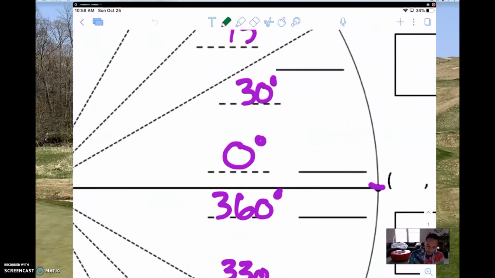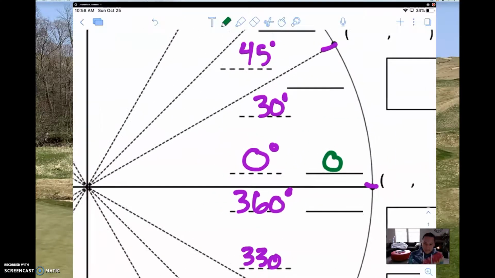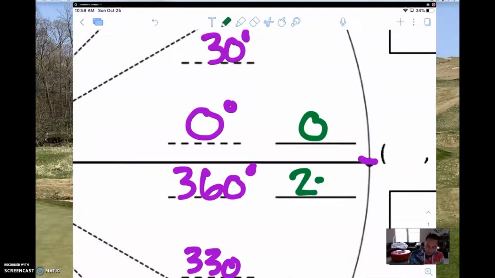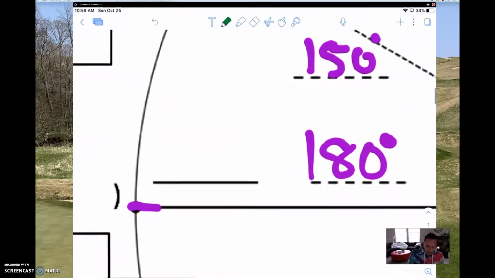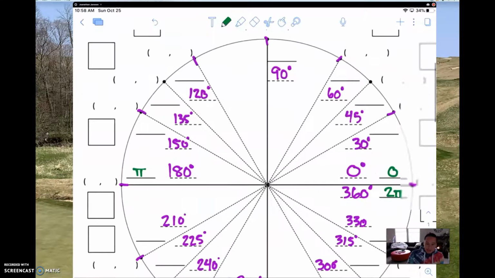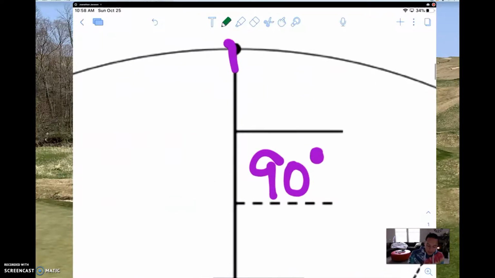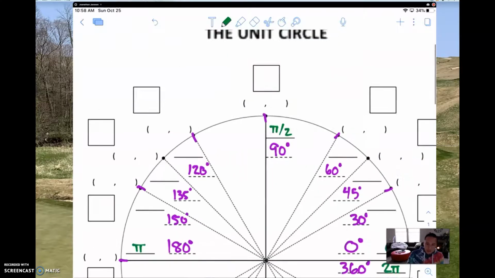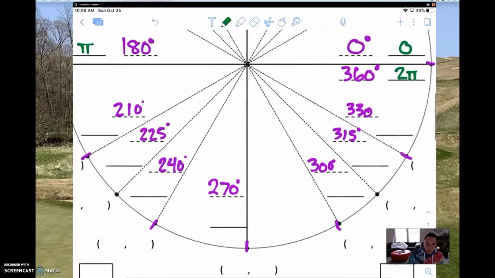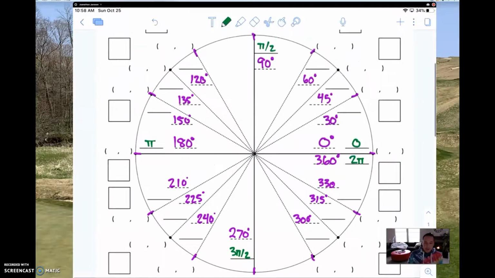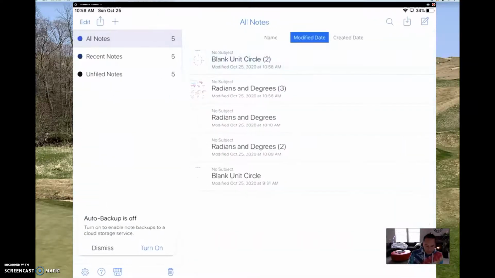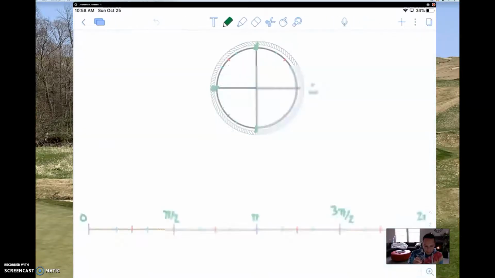So we have 0 radians. 1 full rotation was 2 pi radians. It ends up at the exact same spot. Halfway around a circle was pi radians. If we cut it in half, we got pi over 2. And if we go halfway between pi and 2 pi, we had 3 pi over 2. So those are the 4 on the x and y axis. Now let's go ahead and fill out the rest of them.